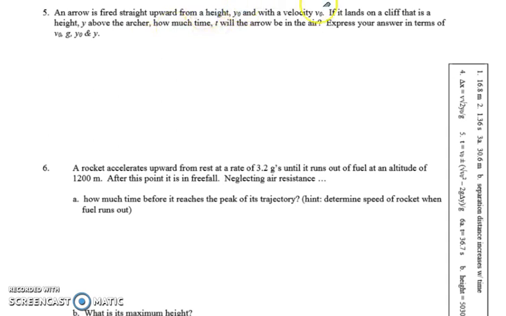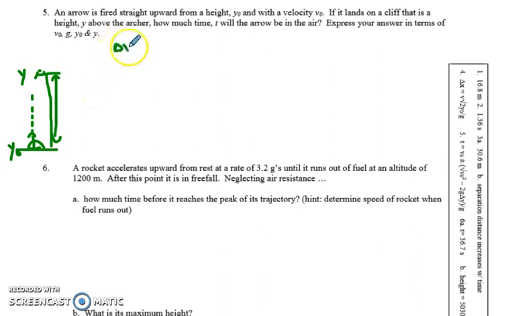So if we sketch this problem out, we have level ground here, and we have someone that is firing a bow, right? And it's going to go up some distance, and it's going to land on some cliff that is at a final position of y. Now it starts at this y naught, and it has an initial velocity v naught. So what do we know?